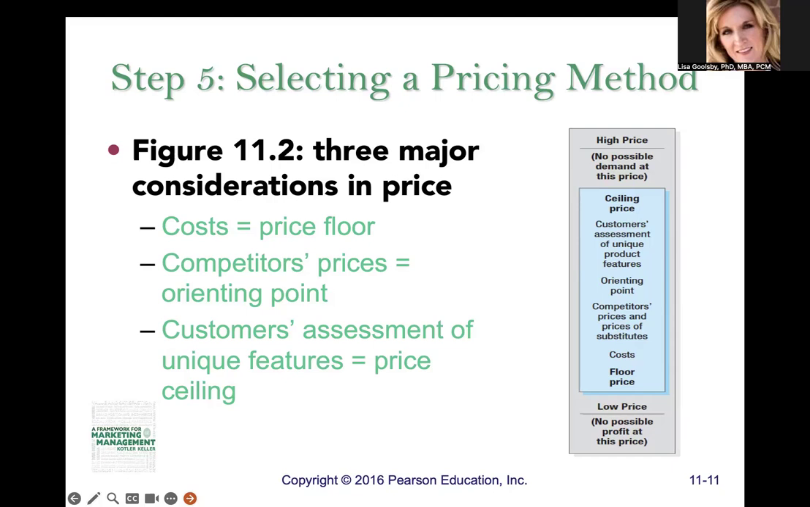And then we have to look at the customer's assessment of those unique features. That is the price ceiling. If your product has something unique that no other product has, that price ceiling can be a little bit higher. So you've got these anchor points that you can look at when you determine how you're going to set that price. You've got that high price, with no possible demand at this higher price. That's your price ceiling. And then you've got the price floor. You won't make a profit if you go below that price floor.